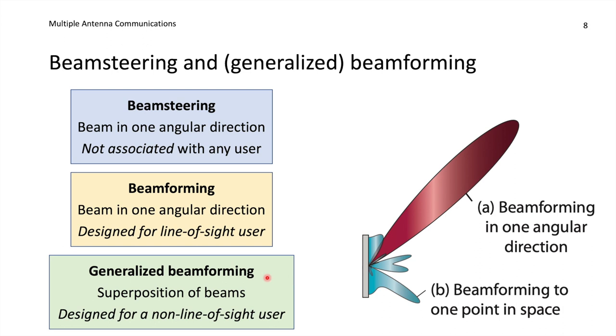Previously in this course, we have used the term beamforming for both traditional beamforming and generalized beamforming. I think that is a fair thing to do, but it's important to be aware that some people, particularly people in the hardware area, will view it as two different concepts. And traditionally, this was what people meant when they said beamforming, because that is the only case when we are seeing an angular beam in one particular direction.